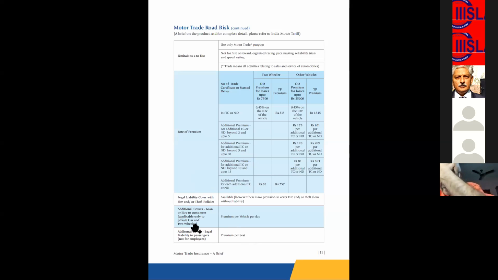But actually the tariff says if the seating capacity of the vehicle is 2, charge for 2. If it is 3, charge for 3. If it is 4, charge for 4. If it is 5 or 7 or 12 or 36, assume that the seat count is only 4 and charge the premium only for 4 people, because the tariff assumes that the vehicle will not carry more than 4 people all the time. This is an assumption it makes.